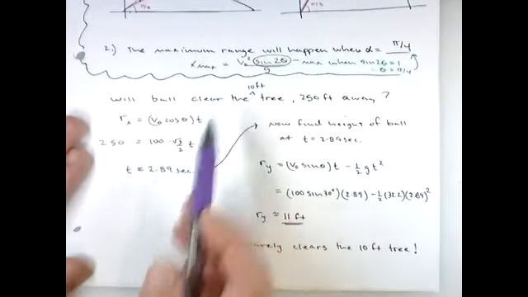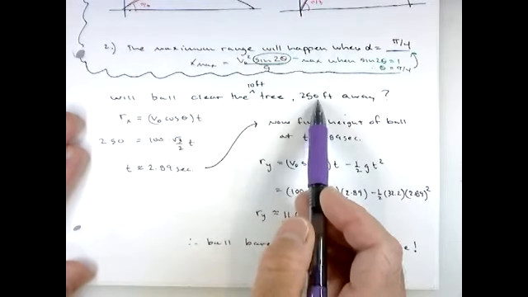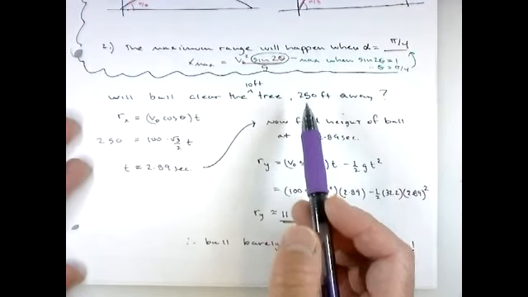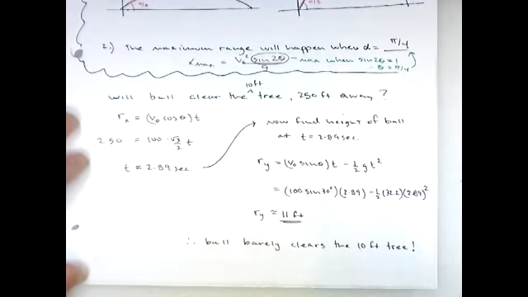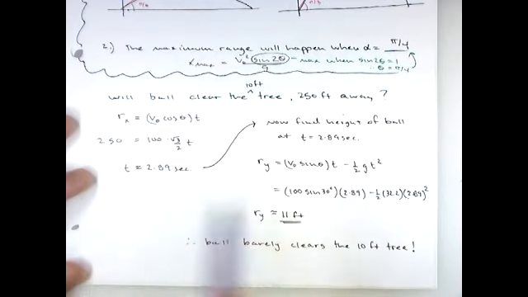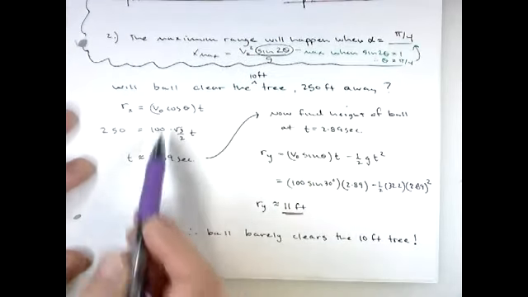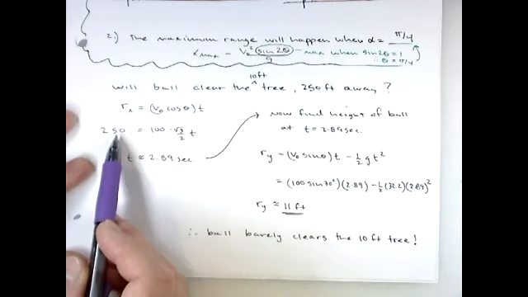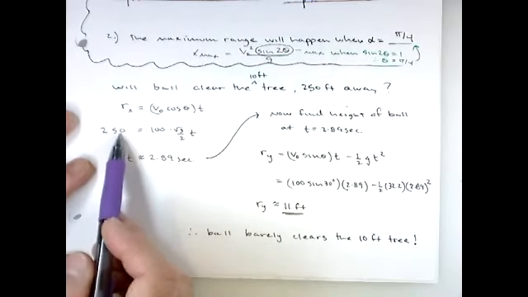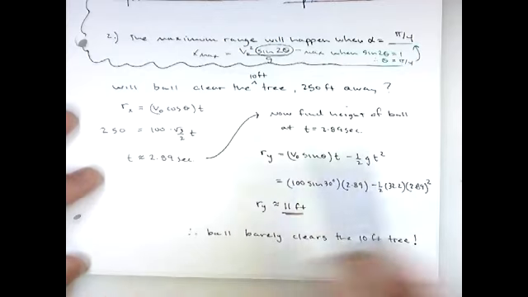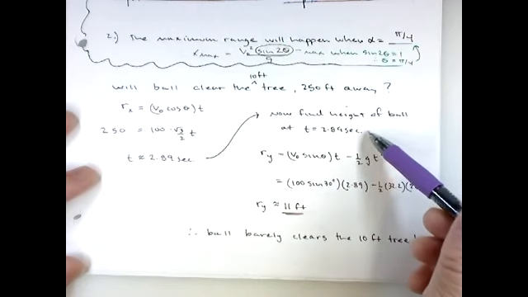Okay, finally, let's answer our question. Will that ball clear that 10-foot tree that was 250 feet away? We know the range was 269, so it will certainly travel farther, but we need to know if it's actually going to hit the tree before it lands or not. So one way to answer it is you could set 250, which is where the tree is located, equal to r sub x and solve for t. I got 2.89 seconds, and then figure out what the height of the golf ball would be at 2.89 seconds.